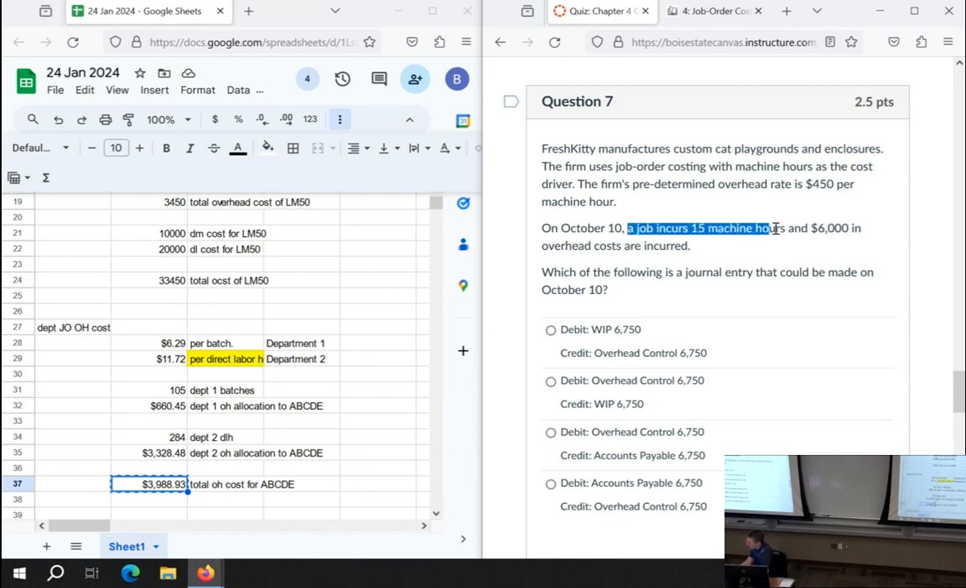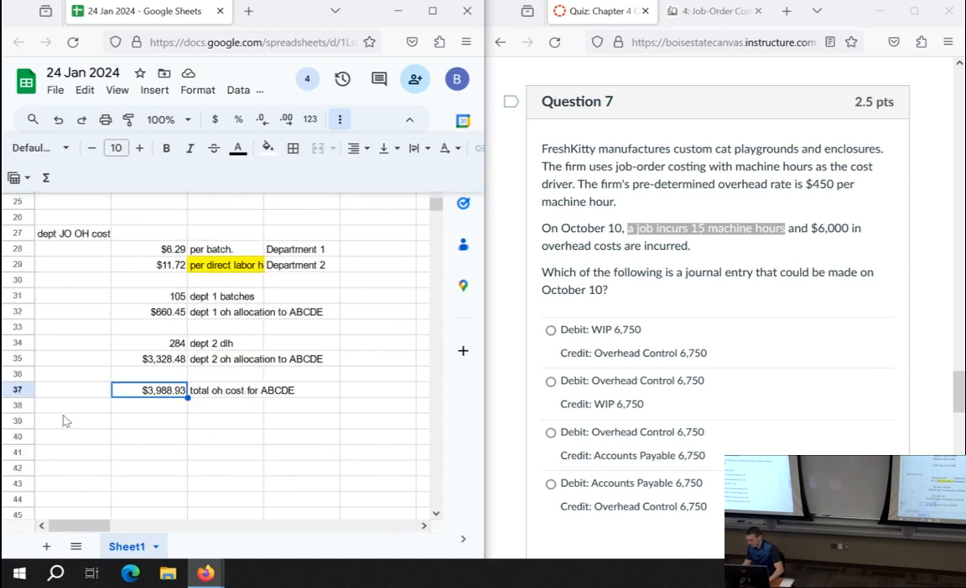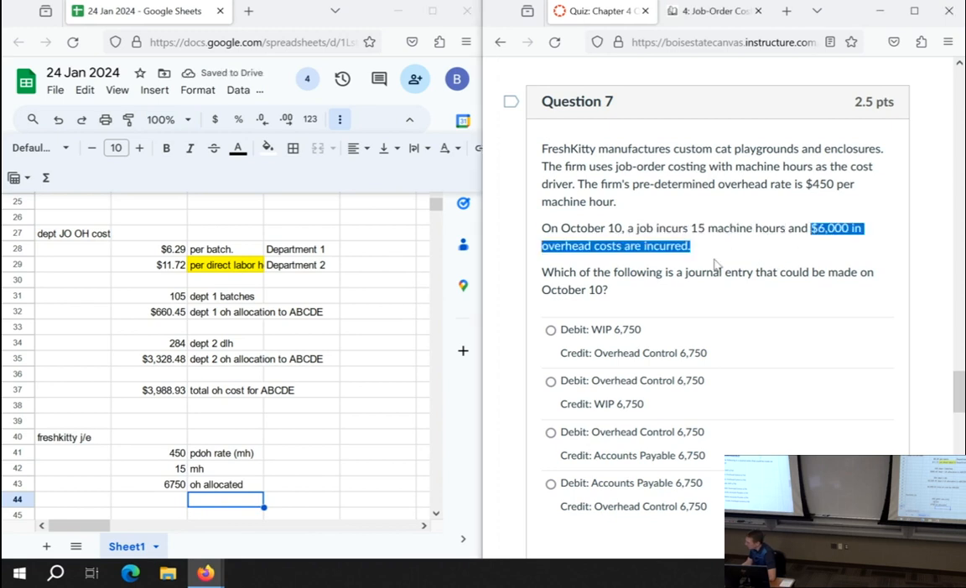All right, so the job is incurring the cost driver, which will trigger an allocation event of $450 per machine hour consumed, which is 450 times 15. Let's just double check. 450 is our PDOH rate, and 15 is our machine hours consumed. Multiply those out. 6750 is our overhead allocated to that job. And I also said $6,000 of overhead costs are incurred.